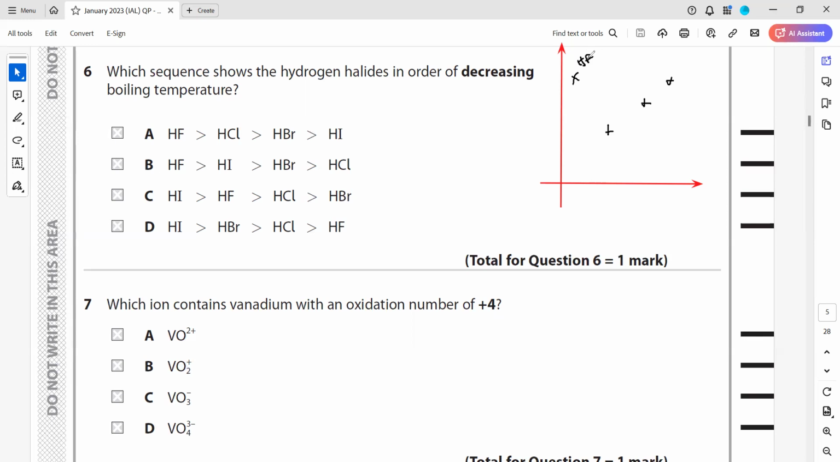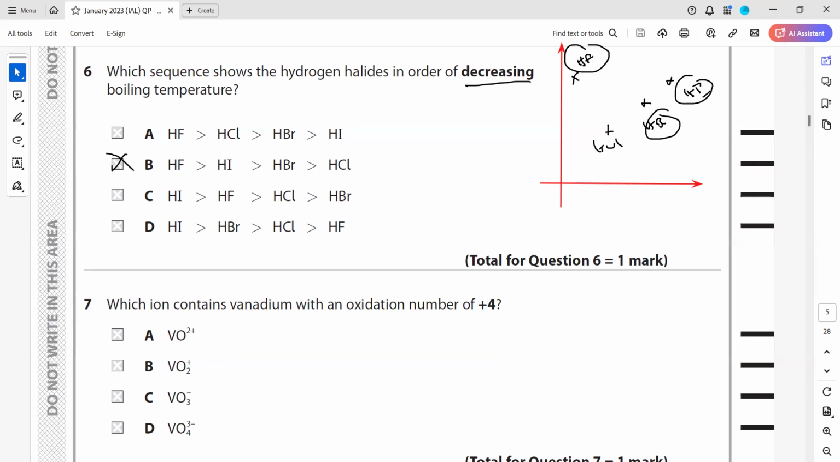So if we have HF, then this will be HCl, then HBr, and then HI. The order is there because it's about decreasing boiling point. So HCl should be the last, because HF is there, then HI, then HBr, and at the last HCl. So B will be the right answer.